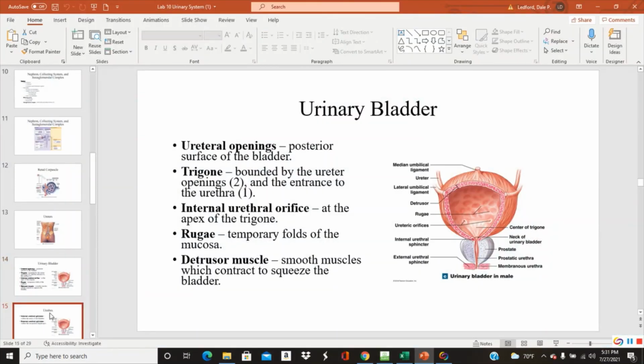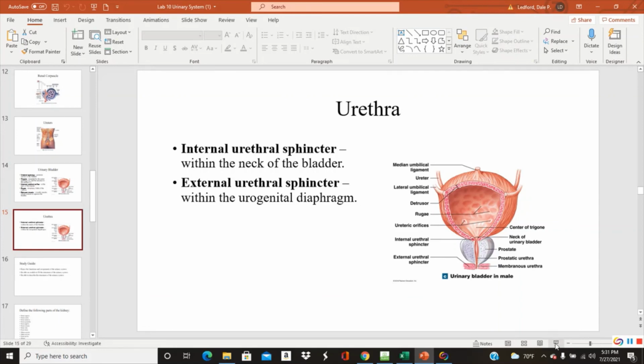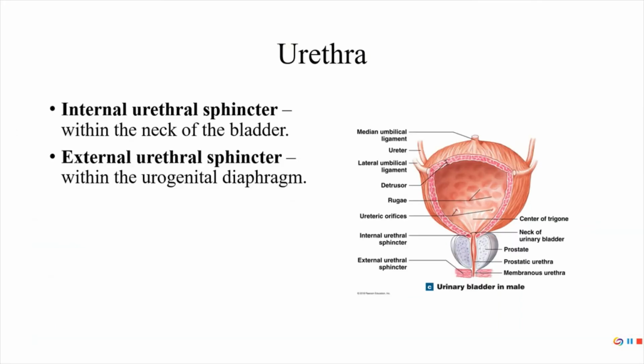Now, the urethra, there is actually an internal sphincter here in the neck of the bladder. And then down here, the external sphincter, which is actually the urogenital diaphragm, part of the pelvic floor. Now, in males, there's this space where the prostate gland is. The prostate surrounds the urethra, which is why an enlarged prostate impinges it and makes it difficult to urinate.